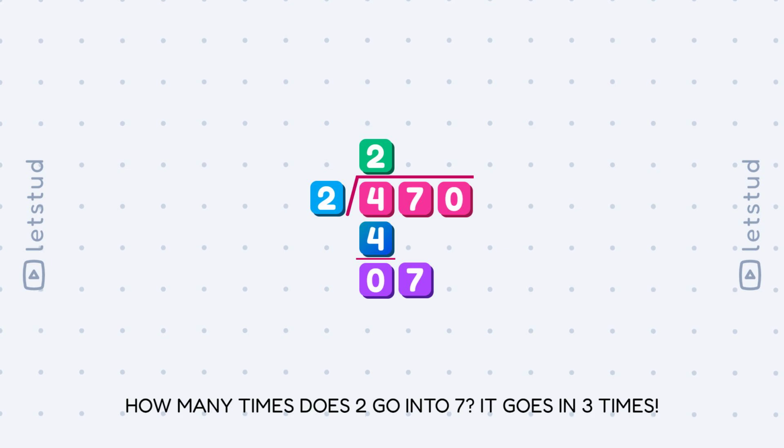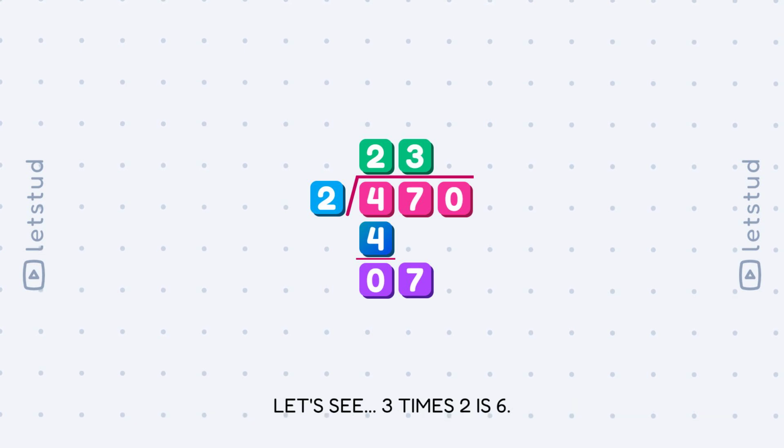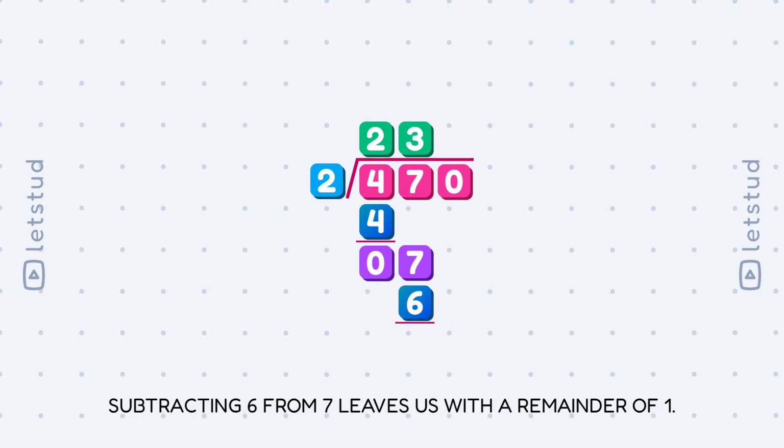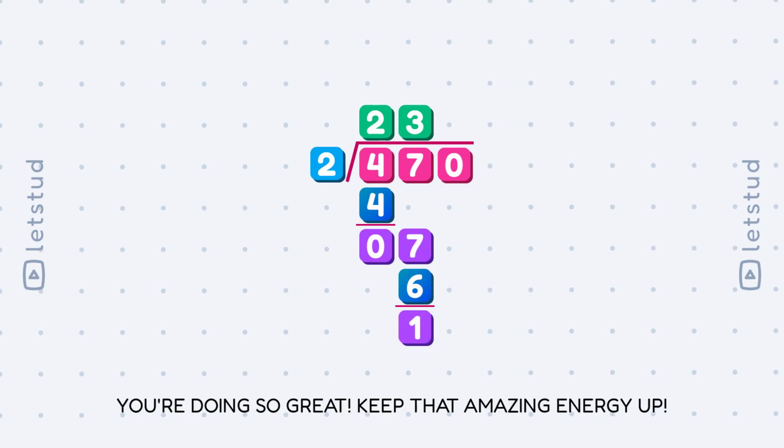How many times does 2 go into 7? It goes in 3 times. Let's see, 3 times 2 is 6. Subtracting 6 from 7 leaves us with a remainder of 1. You're doing so great, keep that amazing energy up.